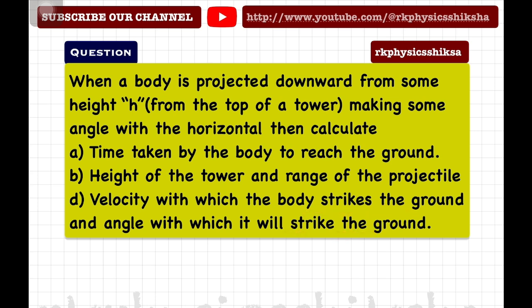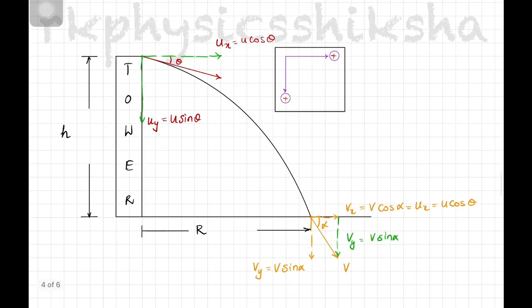These are the terms that will be calculated in this case of the downward projectile from the top of the tower. For that, the diagram is shown here, where I'm taking the values of velocity, acceleration, and displacement downward to be positive, and towards the right, the positive x-axis is positive. Along the direction of motion, I take it as positive, and opposite to the direction of motion, I take them as negative.